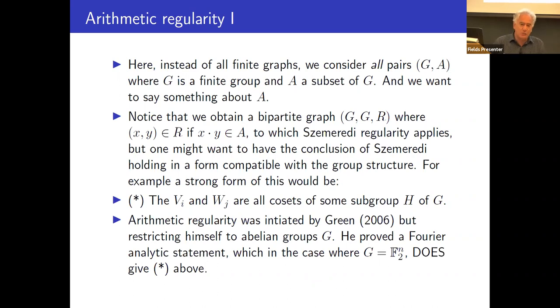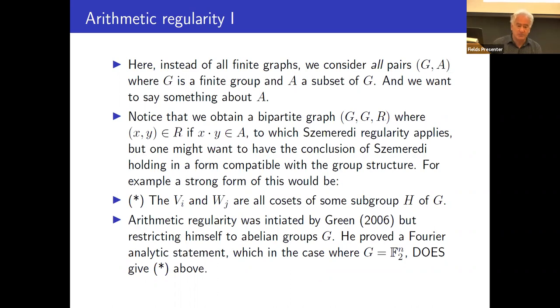Well, this is actually too much to hope for. It's not going to work. But nevertheless, arithmetic regularity in the form I described was initiated by Ben Green in a paper in 2006 in what journal? I don't know, maybe the GAFA journal. But he just worked with abelian groups, only abelian groups, and he proved a Fourier analysis statement, which I still do not really understand.